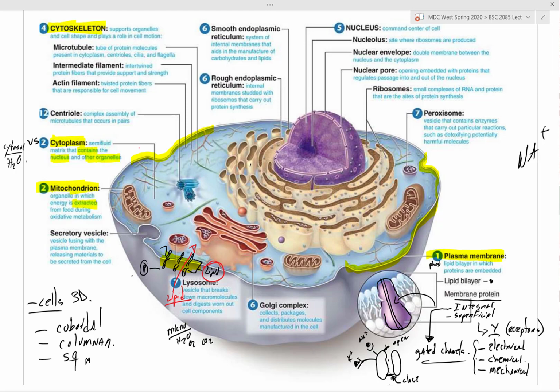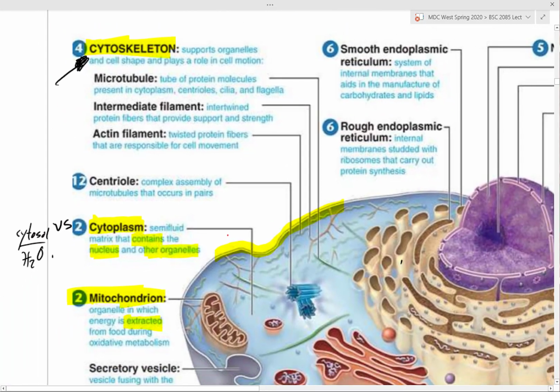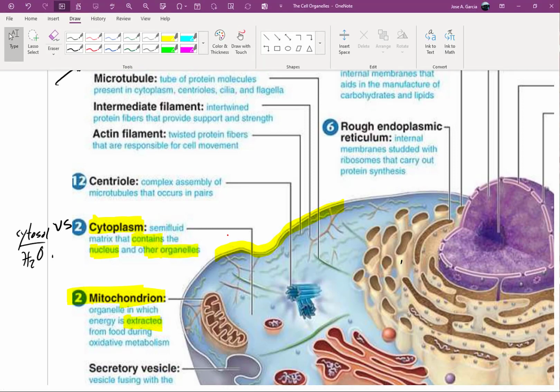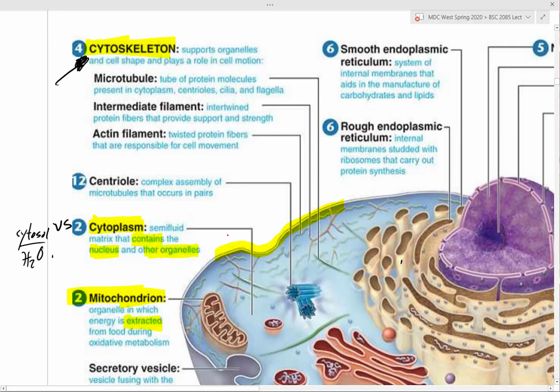What gives that cell shape? Well, that is your what? Cytoskeleton. So cytoskeleton is what gives the different type of shape. Now, what structures are part of this cytoskeleton? The main thing that it does, apart from giving the shape of the cell, you can see here, it also supports what? Organelles, and plays a role in cell motion, meaning cell division and cellular movement.